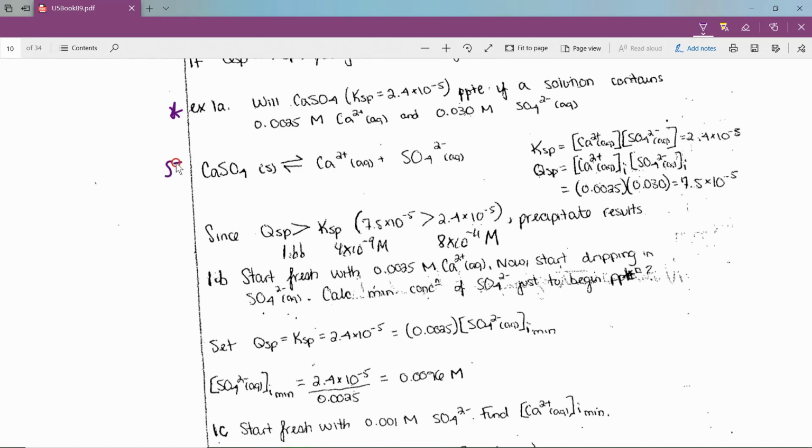So here's my solubility equation. I can get my KSP, calcium 2 plus times SO4 2 minus, which is 2.4 by 10 to minus 5. My QSP, you just take the values that are given. So calcium 2 plus is 0.0025, and the sulfate is 0.03. You multiply them together, and you get 7.5 by 10 to the minus 5. Since QSP is greater than KSP, then a precipitate does result. Okay, this BB, let's just cross that out. That's just for something different. Don't worry about that.